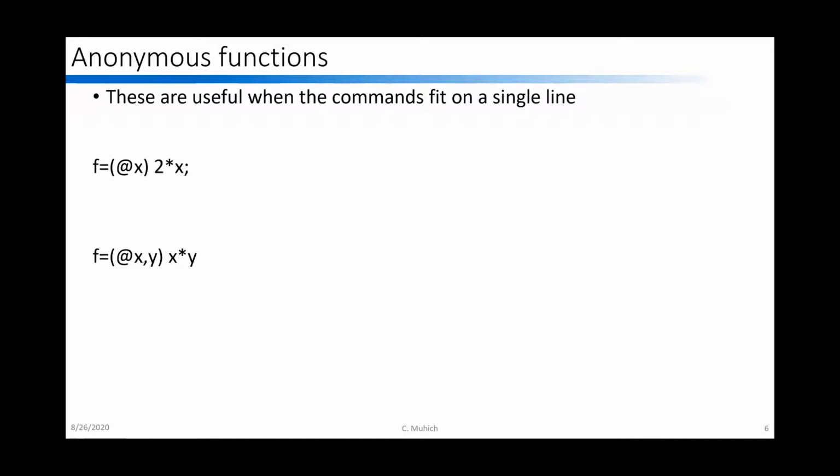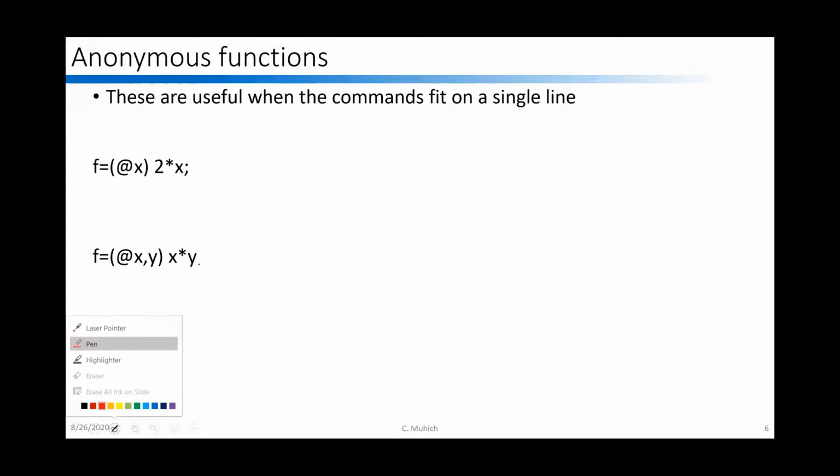So anonymous functions are another similar feature to subfunctions. These are useful when the commands or the math that we want to do fall onto a single line. So usually cases where we don't have if statements or loops. So let's say I wanted to write a function that's going to double, right? I need to double a value over and over again.